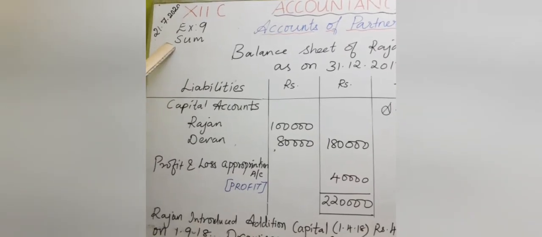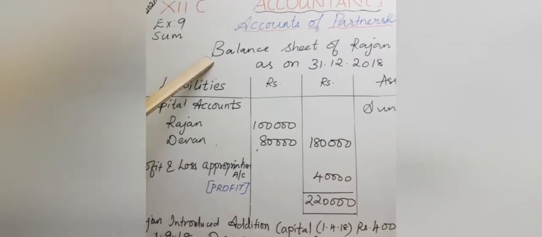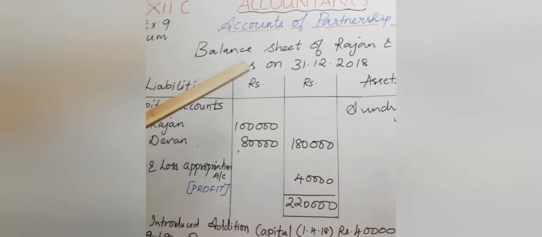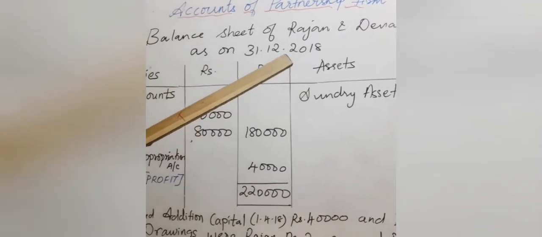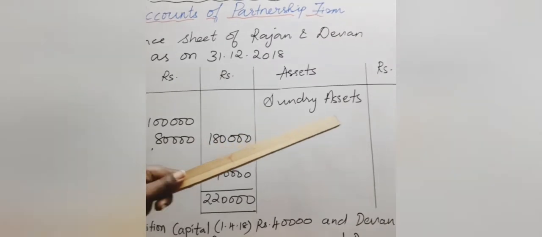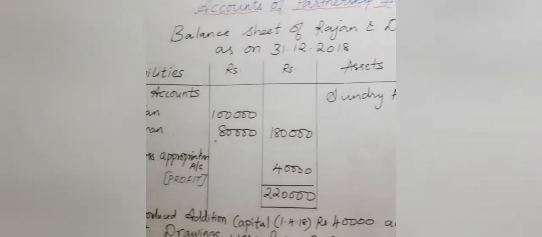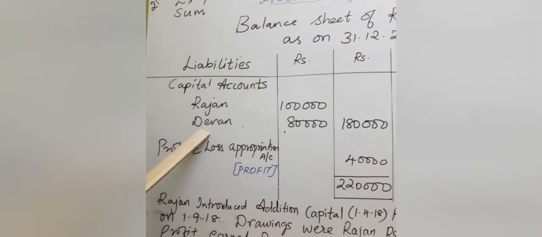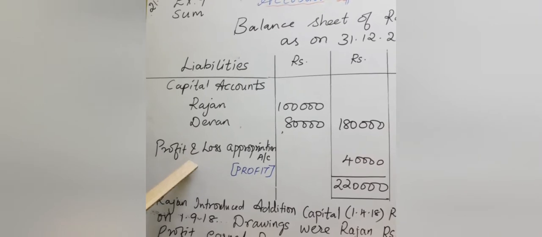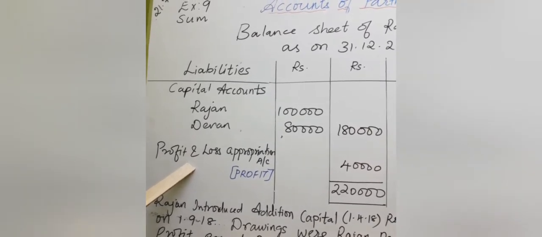Students, here is exercise 9 for you. The question goes like this. Balance sheet of Rajan and Devan is given as on 31/12/2018. Liabilities and assets. On the asset side you have sundry assets, that is 2,20,000. Coming to the liability side, capital account is given, Rajan 1,00,000, Devan 80,000. See here, additionally one account is given, profit and loss appropriation account.